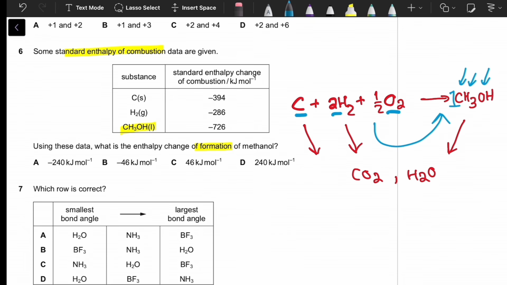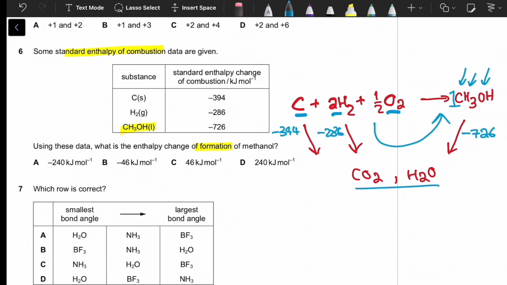And it's given us the data for these. So carbon has an enthalpy of combustion of -394. Hydrogen has an enthalpy of combustion of -286. And methanol has one of -726. The arrows are pointing down because it is a Hess cycle of combustion.